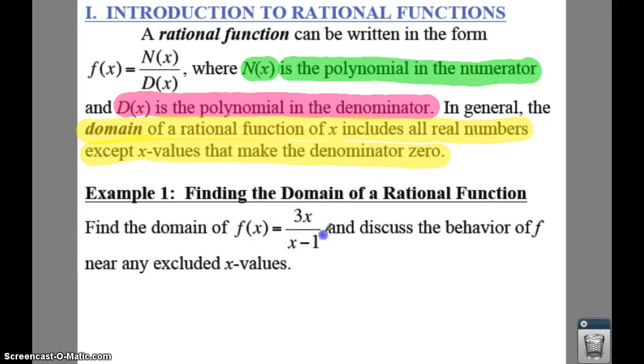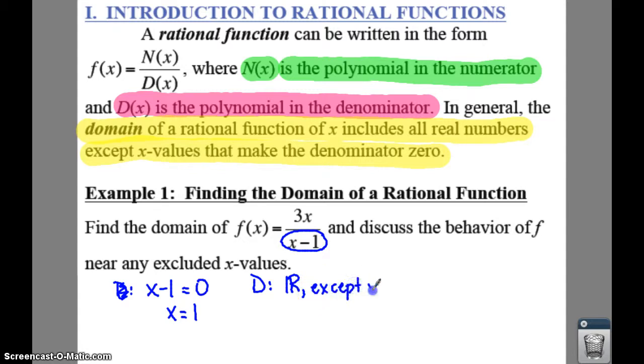So what you do is you take your denominator, and we're going to say x minus 1 is equal to 0. So if we add 1 to both sides, we're going to say x is equal to 1. So for your domain, you're going to say all real numbers, the double-struck R, which is just an abbreviation for all real numbers, except x cannot be equal to 1. So that's how you find your domain. Pretty tricky, I know.